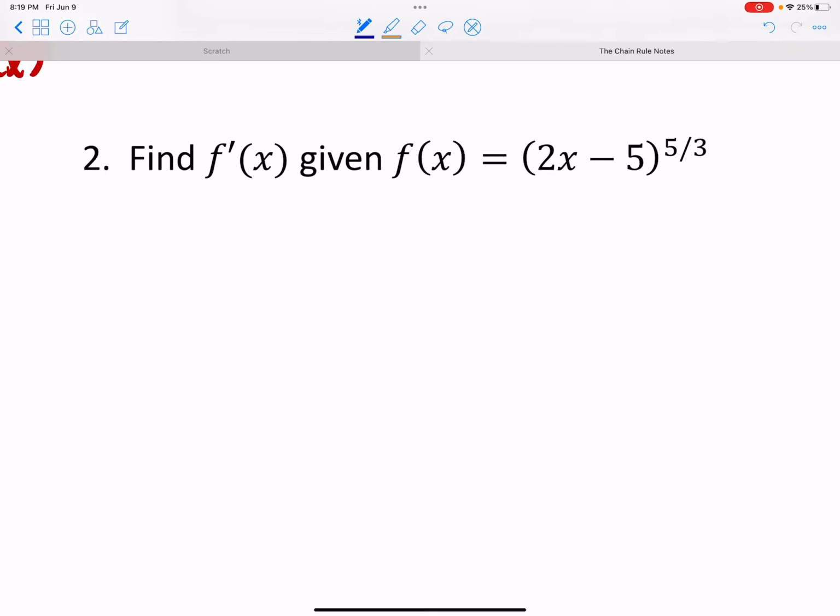So I recognize this is a composition. I have a linear function plugged into something to the 5/3 power, a power function. So the first thing I'm going to do is replace my inner function with u. So I'm going to rewrite this as f of u. So instead of (2x minus 5) to the 5/3, it's u to the 5/3, because that is easy to differentiate.